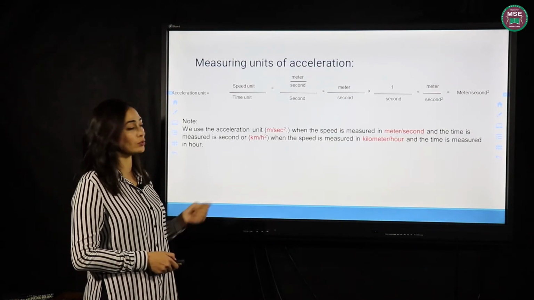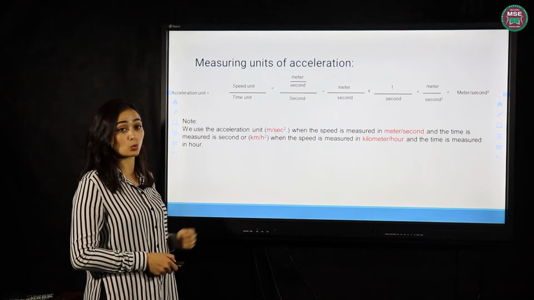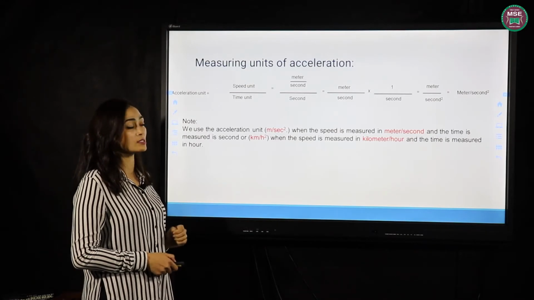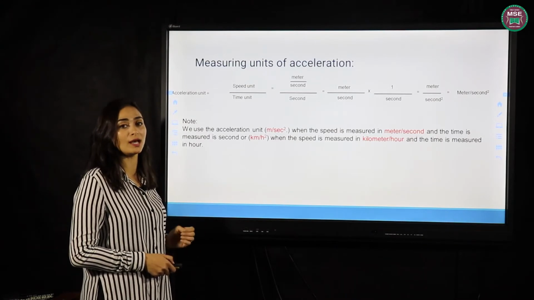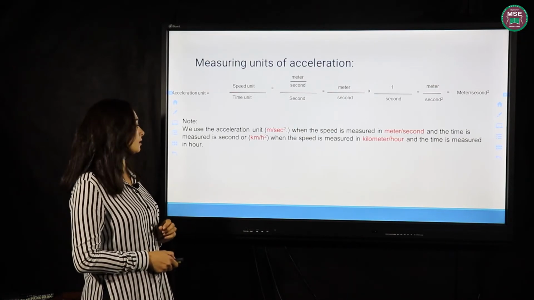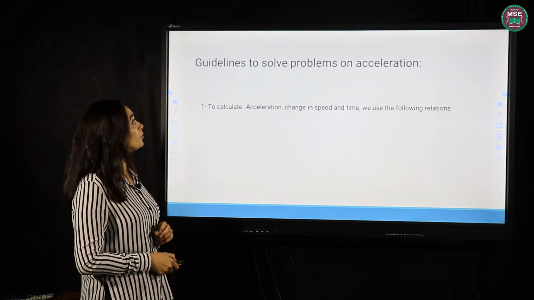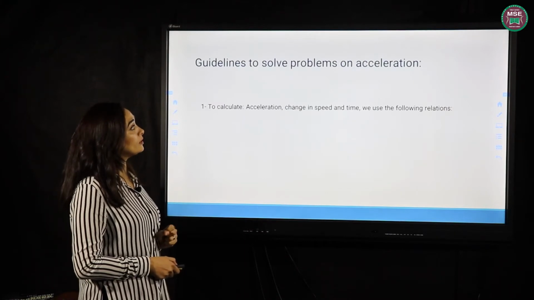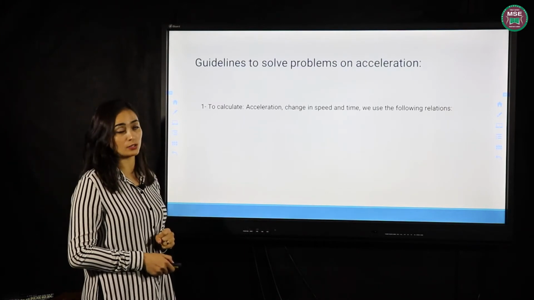The acceleration unit is kilometer per hour square when the speed is measured in kilometer per hour and the time is measured in hours. Okay? Now we have guidelines to solve the problem of acceleration.